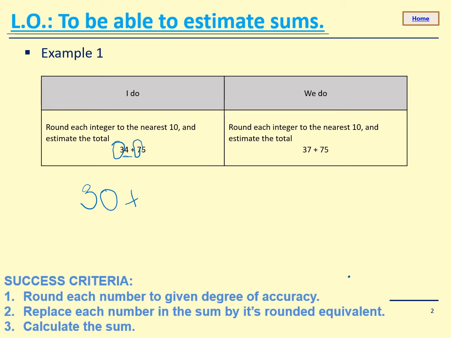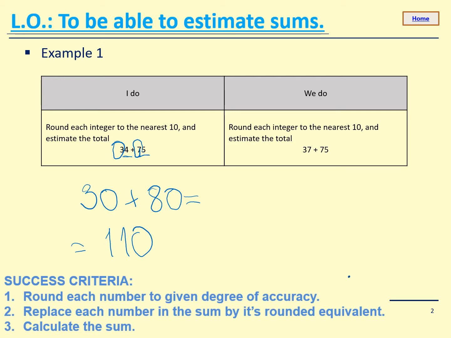Circle the digit in the tens position, underline the next one. So the next one is 5. From 5 to 9, the number in the circle goes 1 up. So it's going to be 8 and the rest of it is 0, so 5 turns into 0. So we have 30 plus 80, which equals 110. So this sum estimated is 110.